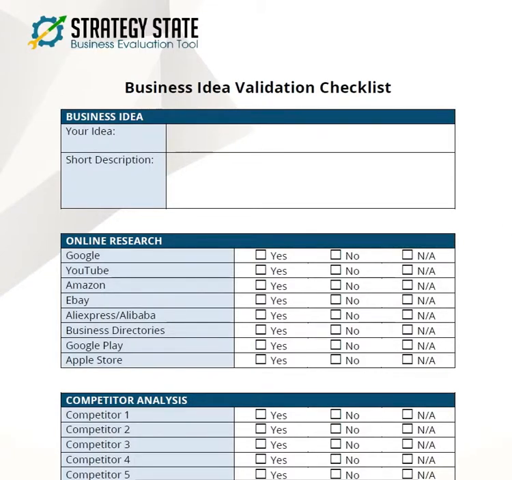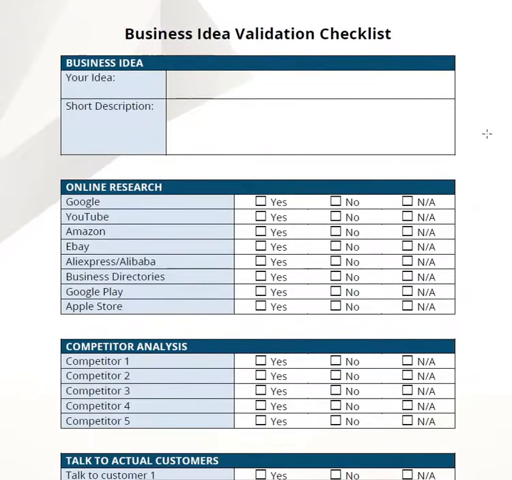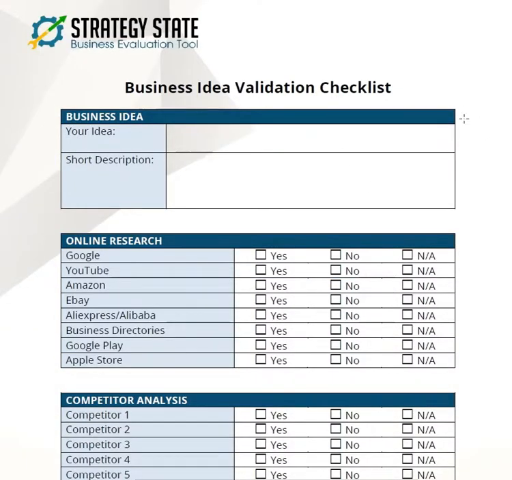Hi everyone, this is Strategy State's business idea validation checklist. This corresponds with the article that we have on our website at strategystate.com. So it's much easier to use this tool after you've read the article. It makes much more sense and it explains every step of the process.